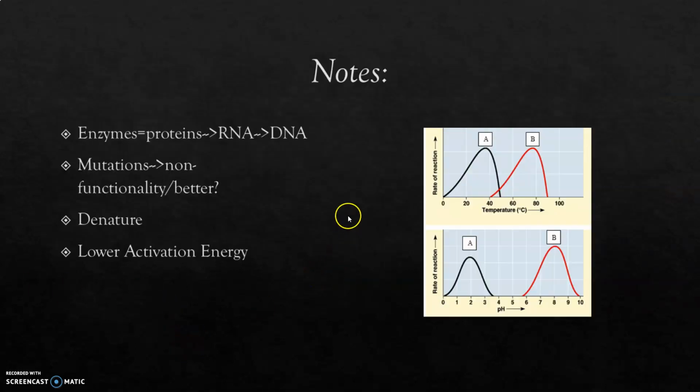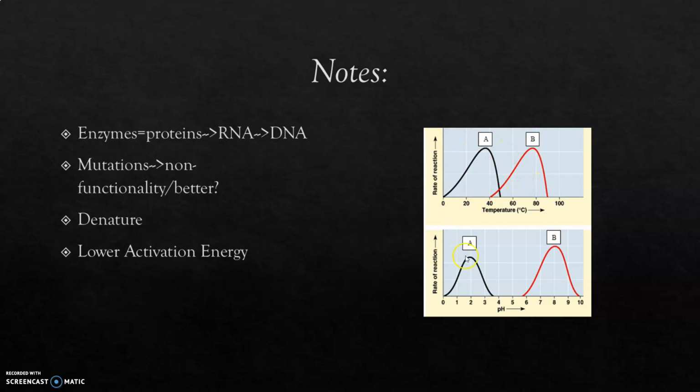All right, so a couple notes here. Enzymes are proteins, so they go back to the genetics, the DNA. Mutate the DNA, you can change that active site, which then causes the protein to be non-functional most likely. In rare situations, they can become better. And I did talk about denaturing. And then lowering activation energy is how they work.